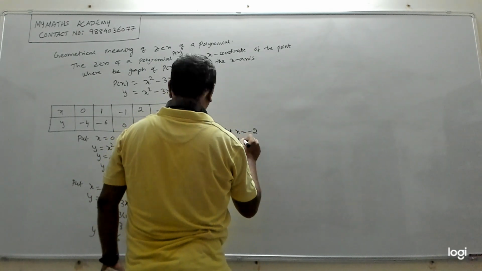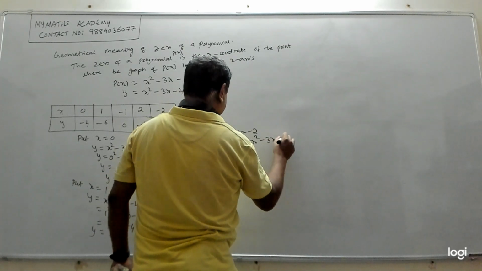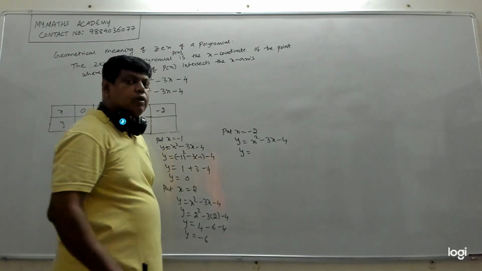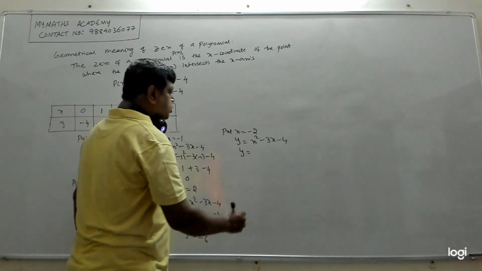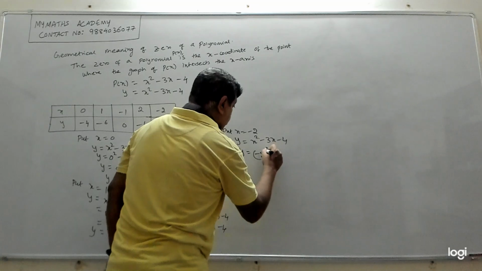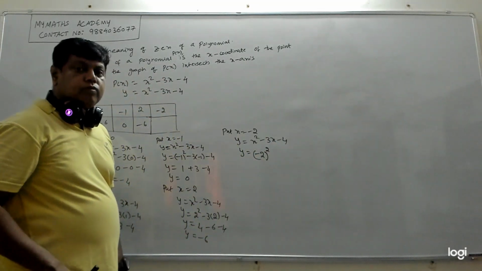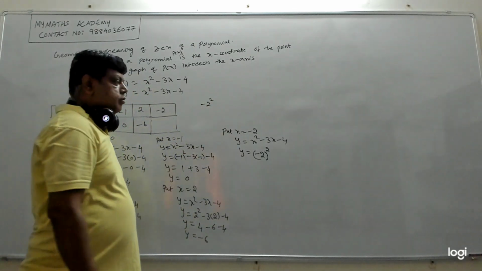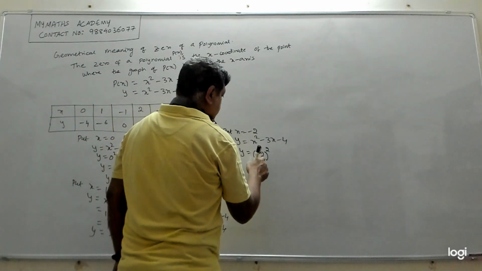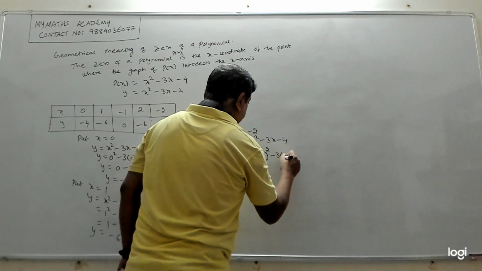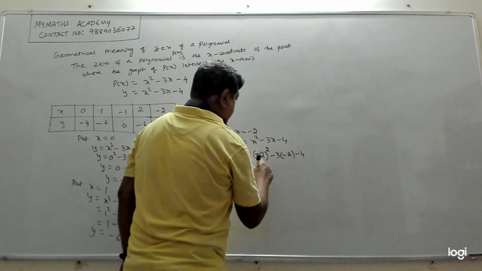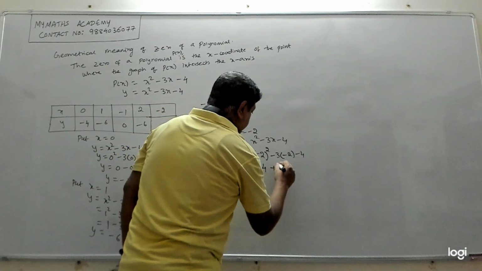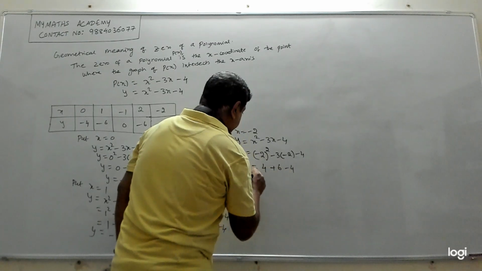So my y is equal to x square minus 3x minus 4. In the place of x I have to put minus 2. So if I put minus 2, then I will get minus 2 the whole square. So you have to put minus 2 the whole square. Don't put minus 2 square, that's wrong. I have to put minus 2 the whole square because you are substituting for x as minus 2. It is minus 2 the whole square minus 3 into minus 2 minus 4. So wherever x is there, I am putting minus 2. So minus 2 square is plus 4. Minus 3 into minus 2 is plus 6. Minus 4. My y becomes 6.